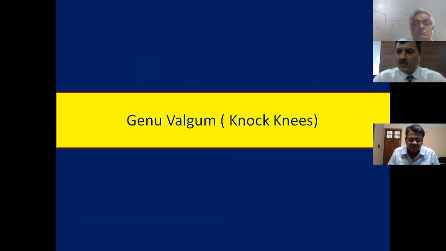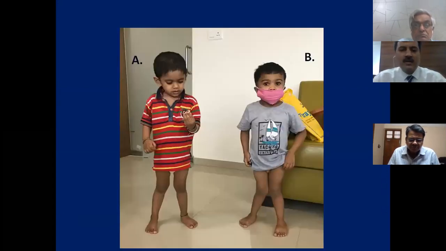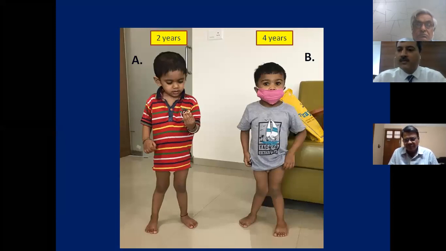Similarly, Genu valgum. Now, these two boys presented to my clinic last week. And as you can see, both of them have knock knees. The key thing is that boy A was 2 years old and boy B was only 4 years old. You can see that the 4-year-old boy is quite short compared to the 2-year-old, so height measurement is also very important. And we know now that a 2-year-old boy can have a little bit of beginning of knock knee alignment.